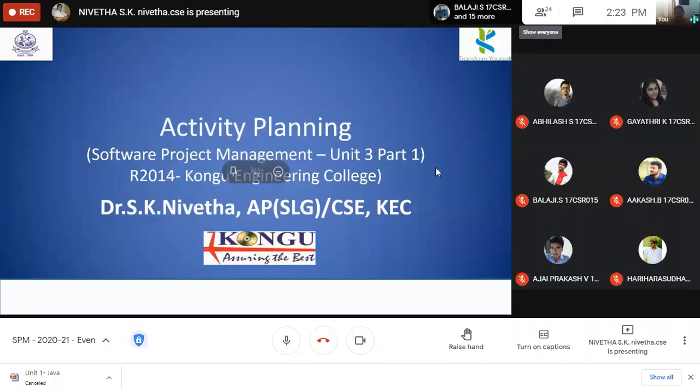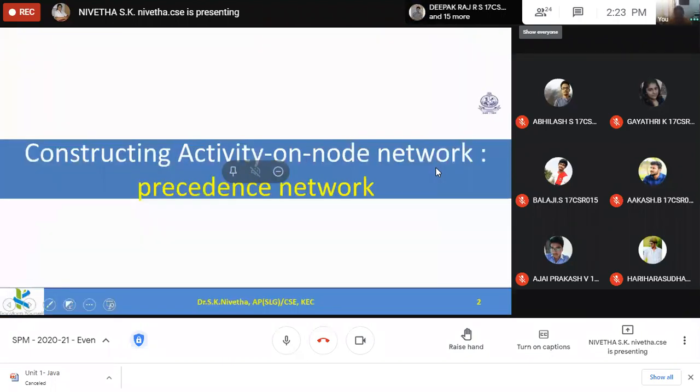So under activity planning, the main part is the activity on arrow network. How to construct an activity on arrow network and an activity on node network. These two are the main things. First, we shall see how to construct an activity on node network, which is also known as a precedence network.